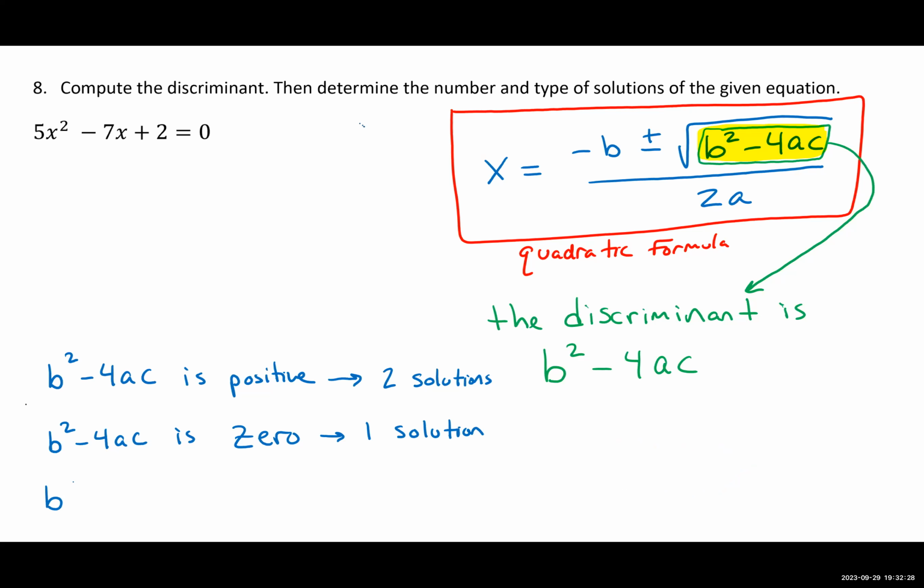And if b squared minus 4ac is a negative number, well, you're not allowed to have a negative number under the square root. So as soon as you break a rule like that, you say there is no solution to this problem. So no solution.